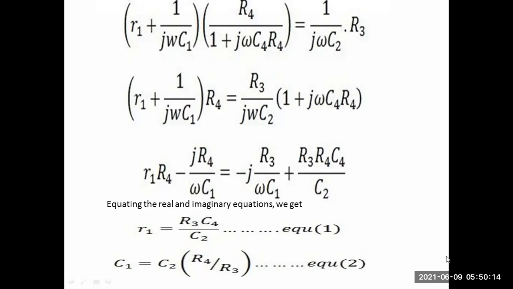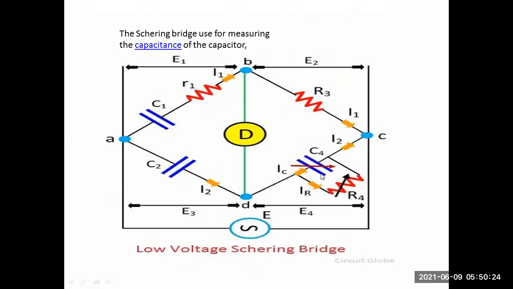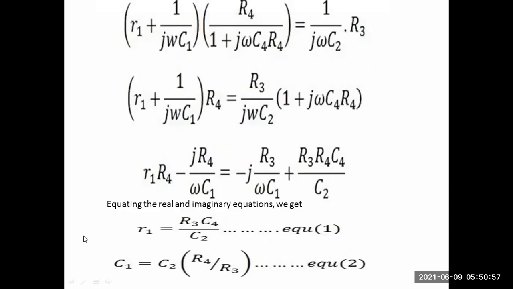Again, you will definitely have a doubt, sir, how we got 1 by j omega C1 and how we have written R4 by 1 plus j omega C4 R4. When you see the diagram, when they are in series, the reactive capacitance here can be written as 1 by j omega C1. This you need to understand. When they are in parallel, then you don't write 1 by j omega, just write j omega C4 R4 over 1 plus j omega C4 R4. In that manner, we have written these values, and we got R1 and C1 from the real and imaginary parts.